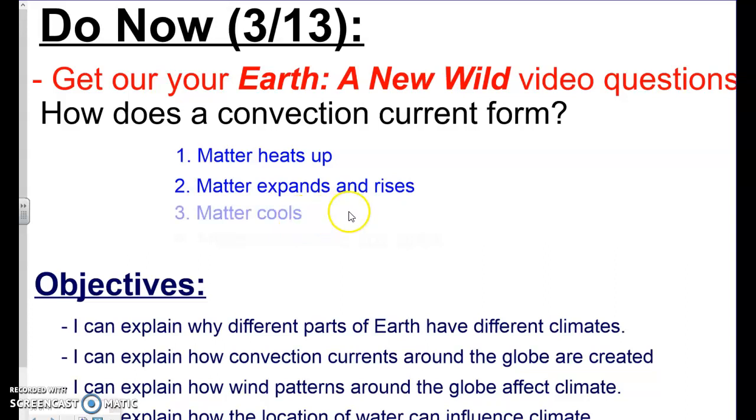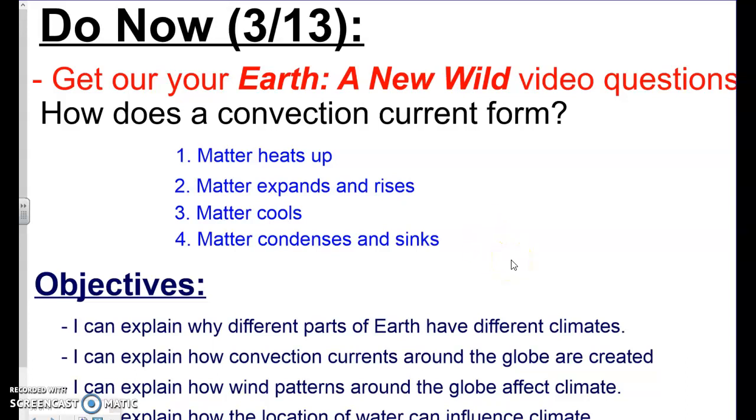So after it heats up and it rises and it moves away from the heat source, that matter is going to begin to cool. And as it cools, the molecules start to slow down. They don't press against each other as much, and they start to condense, become more dense. And when they do that, they sink. So those are the steps that we came up with on Friday for our convection currents.